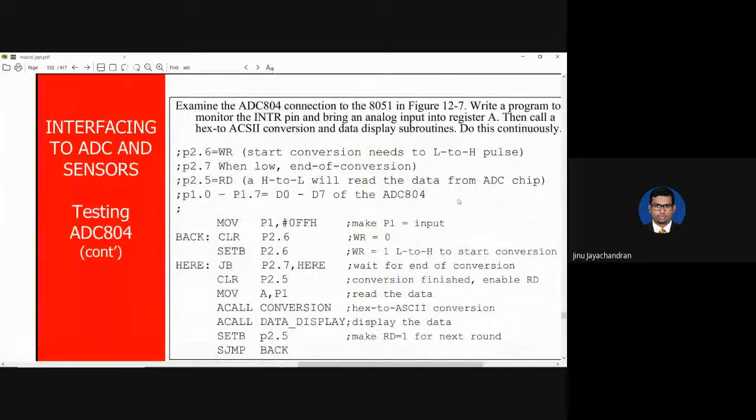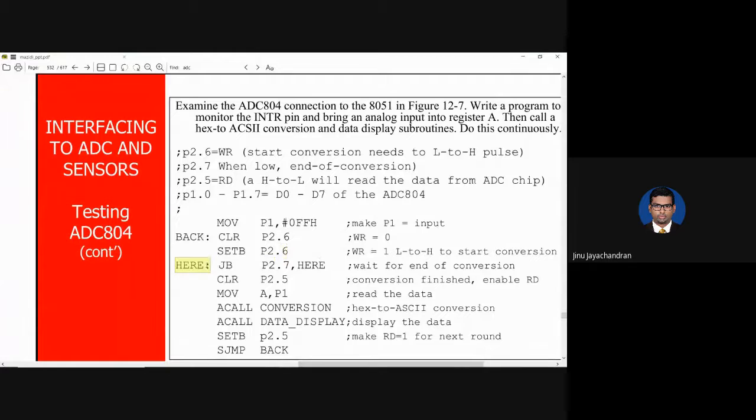I will post this program in your assignment. Okay, so what is being done is like this. You make port 1 as input. The write pin is connected to port 2's 6th pin. So you clear that, and then you enable it by making it low to high. When you make it low to high, the conversion will start.